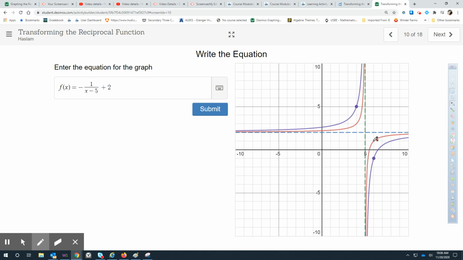Look at our anchor points, normally we have an anchor point here and an anchor point here, up 1 and down 1 from the asymptotes, 1 space away from the vertical asymptote.